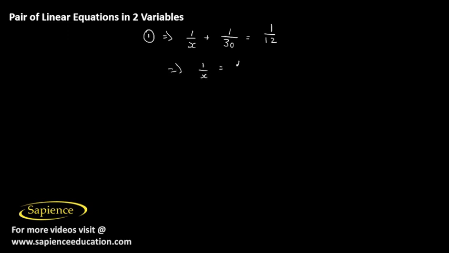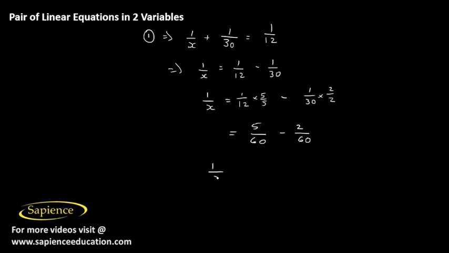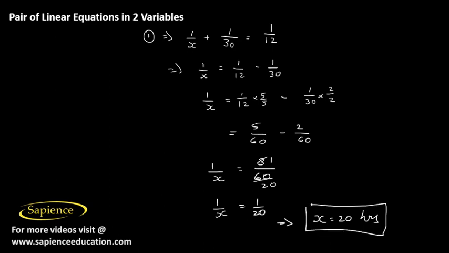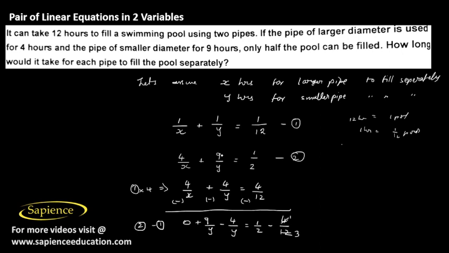So 1 by x equal to 1 by 12 minus 1 by 30. The LCM of 12 and 30 will be 60. So 1 by 12 into 5 by 5 minus 1 by 30 into 2 by 2 equal to 5 by 60 minus 2 by 60. So 1 by x is equal to 5 minus 2 is 3, 3 by 60. So 1 by x is 1 by 20, meaning x is equal to 20 hours. So these are the answers for this question, 20 hours and 30 hours.